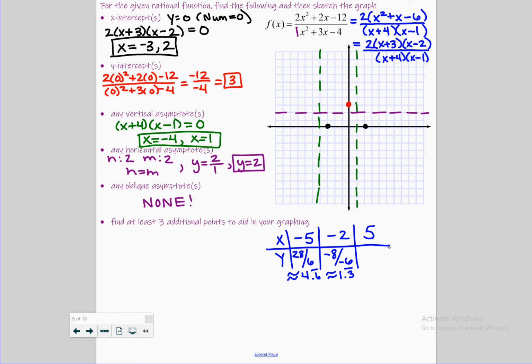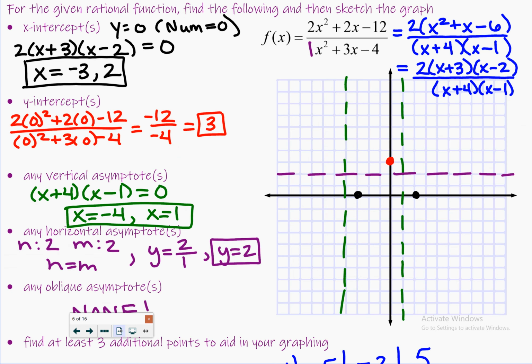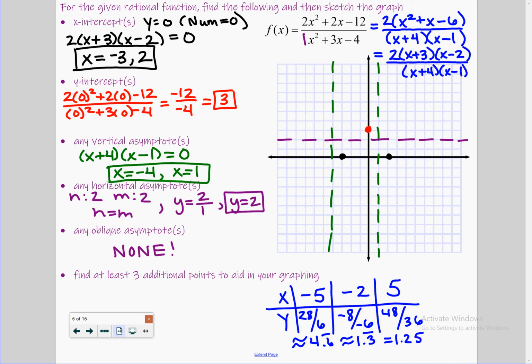And then plug 5 in the numerator. That's going to give me 50 plus 10, which is 60, minus 12 is 48. Plug 5 in the denominator. 25 plus 15, that's 40, minus 4 is 36. So that is 1.25. If I reduce that, yep. Either one, because they're the same. So whatever you want to use in your calculator is fine. Good question. Okay. Everybody okay getting those?